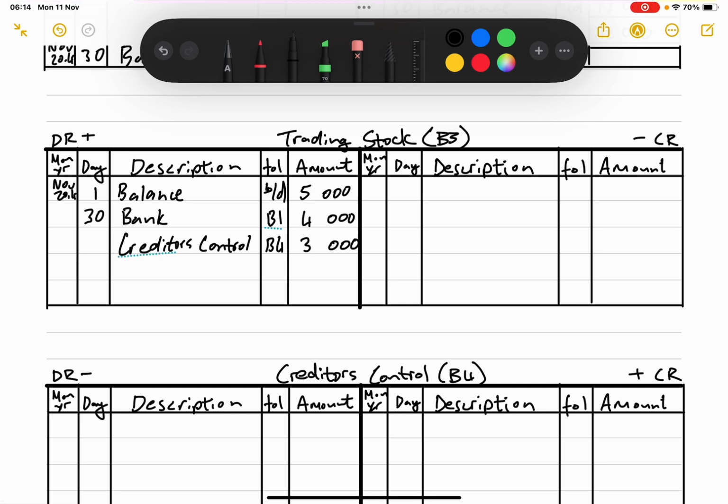Okay, then on this side, you now need to think about what will decrease our trading stock. Well, sales, when we sell something. So cost of sales is the actual amount of inventory we give up when we make a sale. So cost of sales, let's say that's N2 because it's in the nominal section. Your income and expenses are in the nominal section. Okay. So in this case, let's say we sold a total of 6,000 Rand of stock.